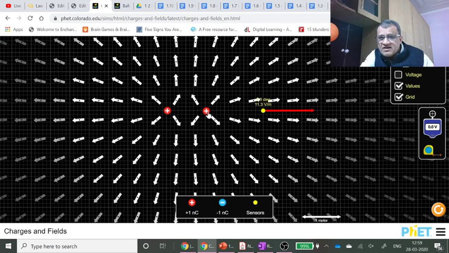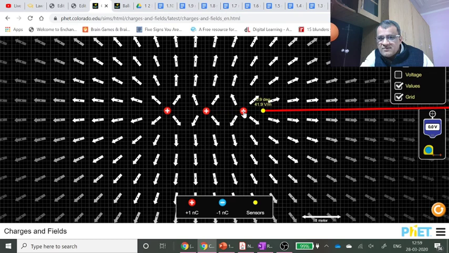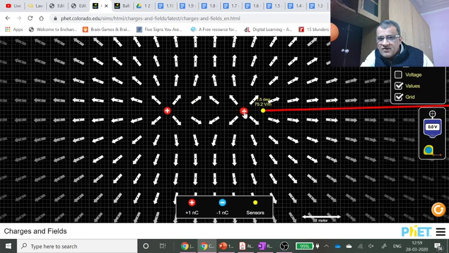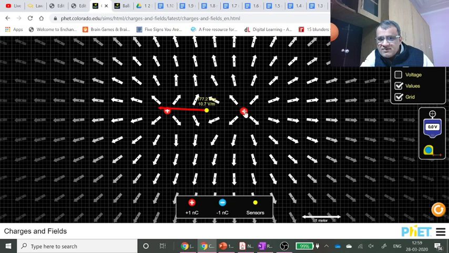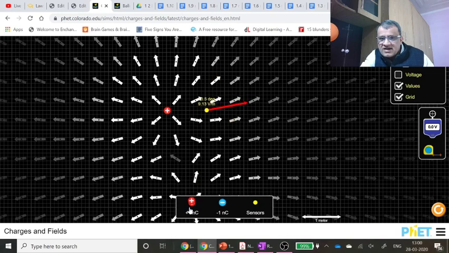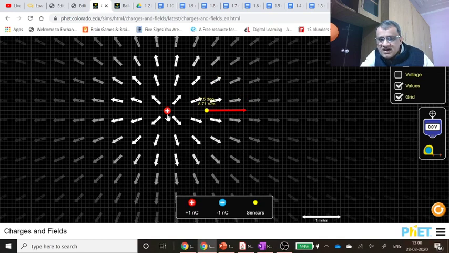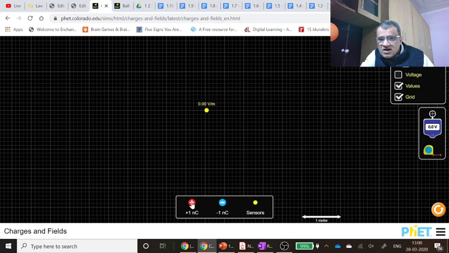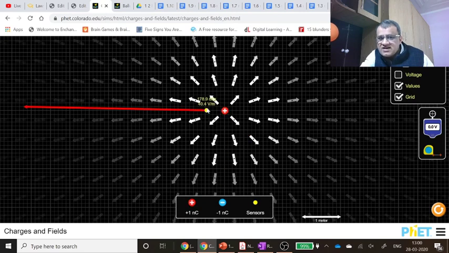where we have plus 2 and plus 2, and we want to find out the field in this part. Same method. Just to make it simpler, I will make it 1 nanocoulomb and 1 nanocoulomb, one at a time. So when I place 1 nanocoulomb here, the field at this point is towards the right. If I place 1 nanocoulomb here, the field is to the left.